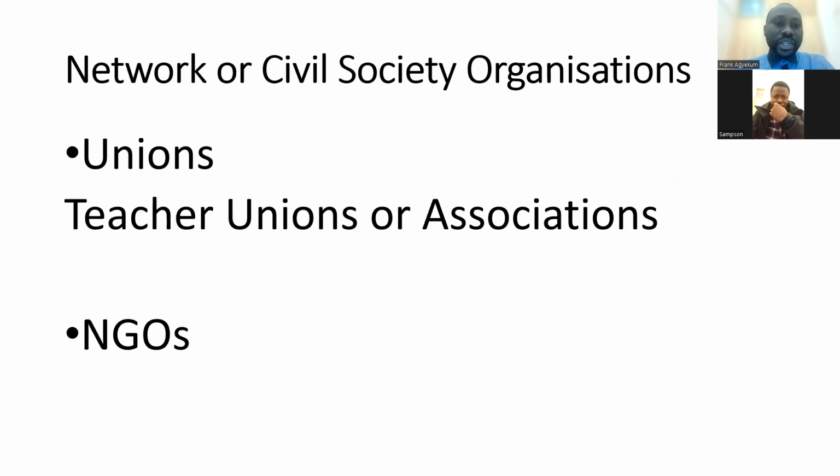Now, civil society organization or network could also be in the form of a non-governmental organization or NGOs. And this network, which is in the form of unions or NGOs or any other form, probably has vision and missions. And these visions and missions normally contribute to any of the UN development goals. So for example, if it is a teacher union or association, then you are likely to contribute to quality education. If it is a health or medical related union, then you are contributing to good health and well-being, which is one of the UN Sustainable Development Goals.